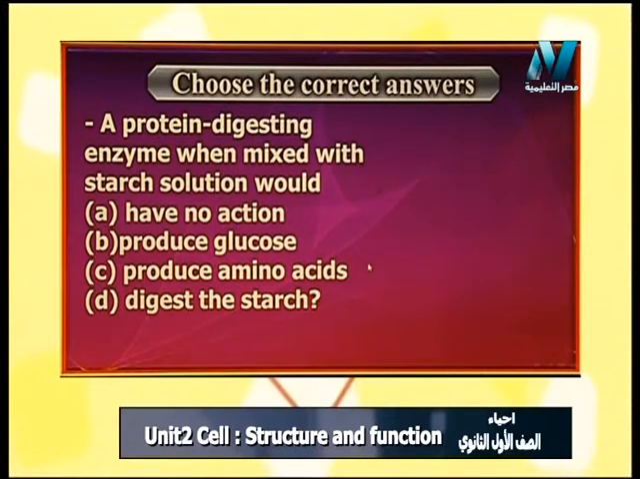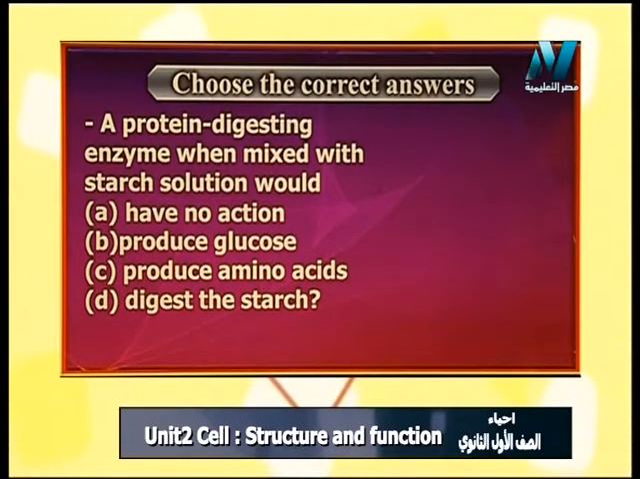بص على السؤال التاني اللي قدامنا ده دلوقتي. السؤال ده بيقول لي a protein digesting enzyme when mixed with the starch solution would. number A بيقول لي have no action. number B بيقول لي produce glucose. number C بيقول لي produce amino acids. number D بيقول لي digest the starch. هو هنا ناخد بالنا ان الانزيم بيقول لي a protein digesting enzyme.